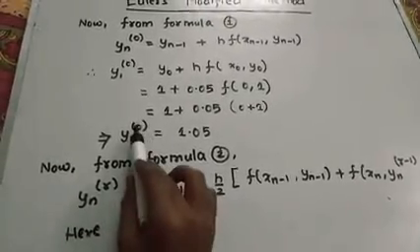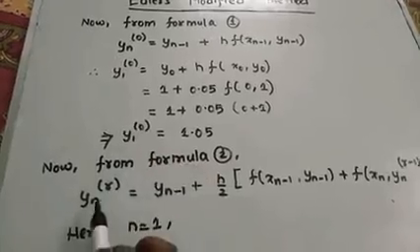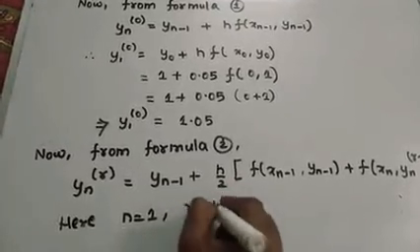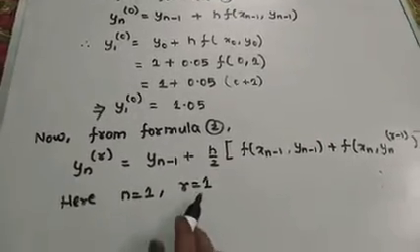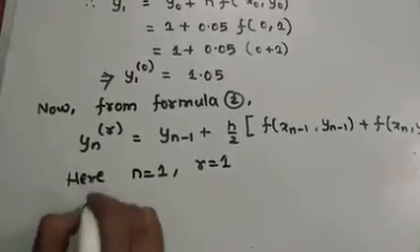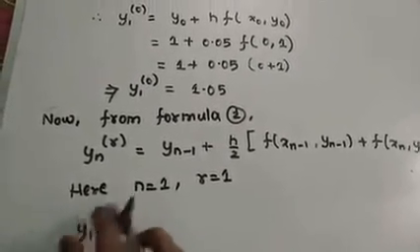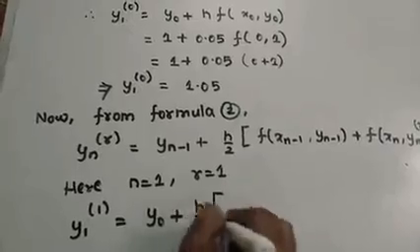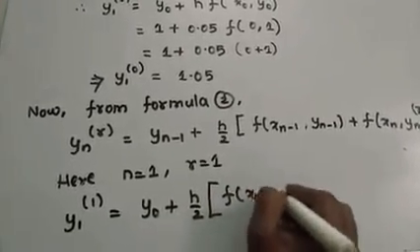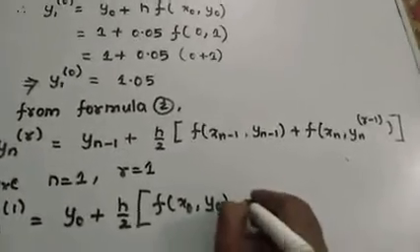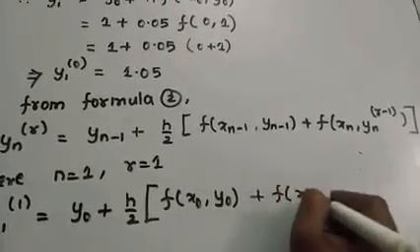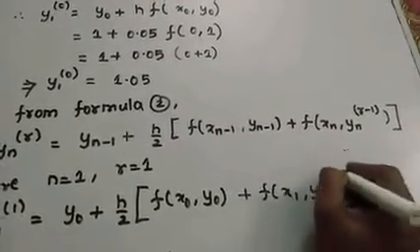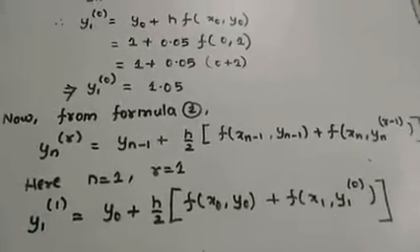Now previously what did we find? y1 for 0. So here we are going to find y1 for 1. That means in place of r we put 1. So by putting n equals 1 and r equals 1, the formula reduces to y1 of 1 equals y0 plus h by 2 times f of x0 comma y0 plus f of x1, y1 of r minus 1, that is 1 minus 1, 0. So the formula reduces to this form.